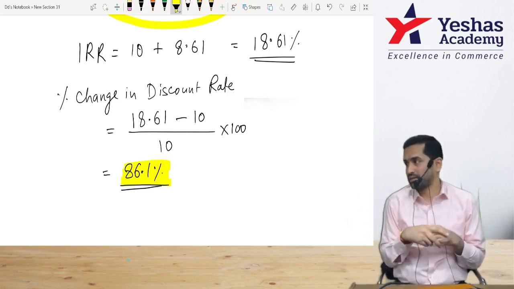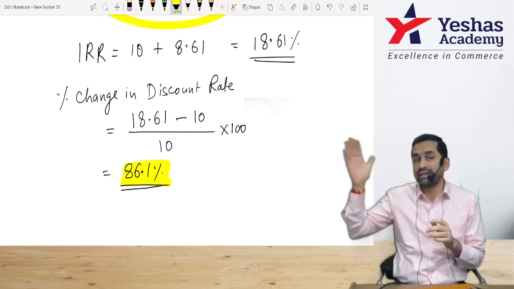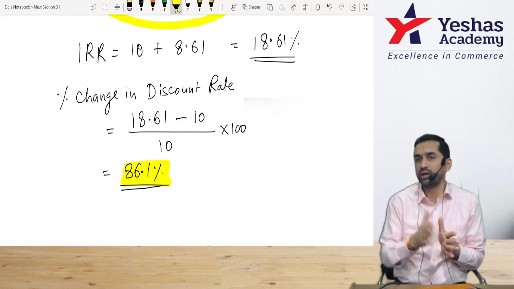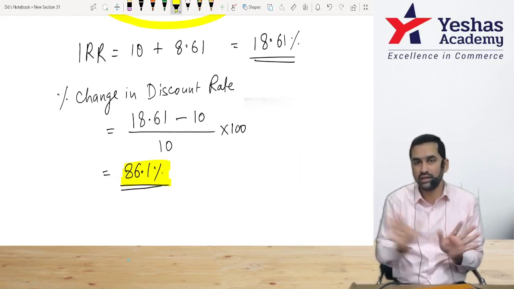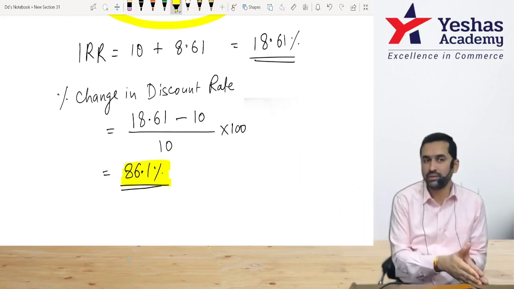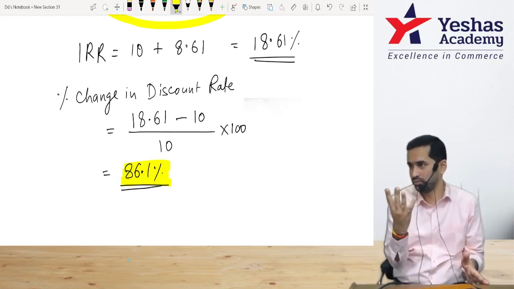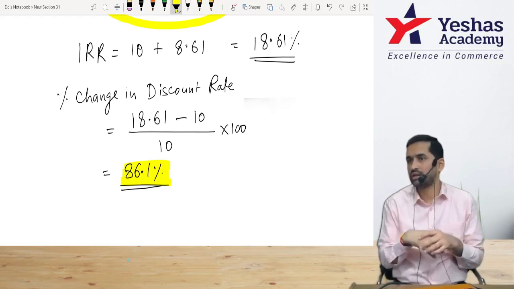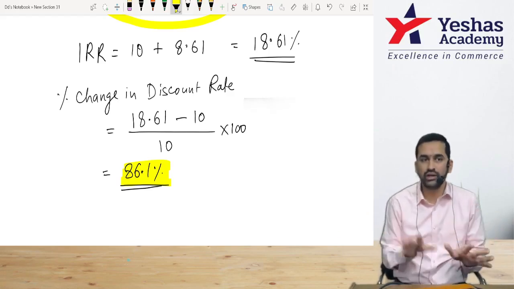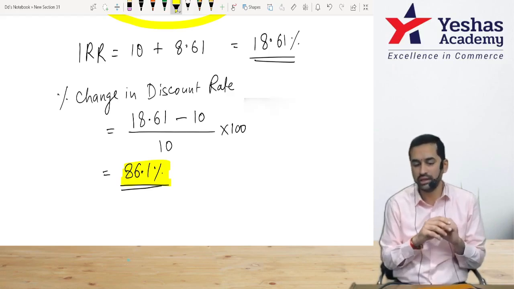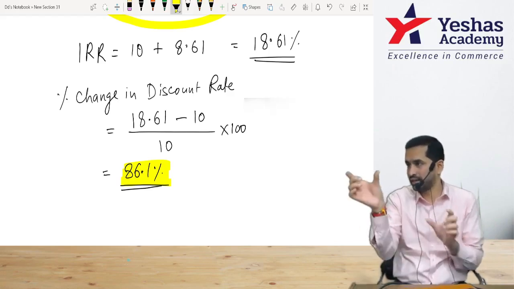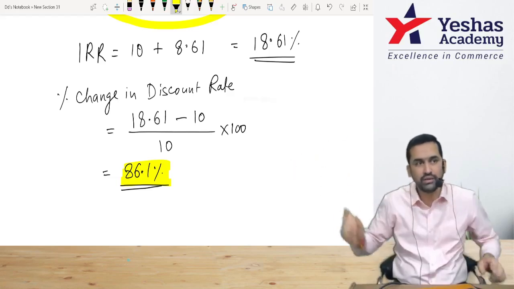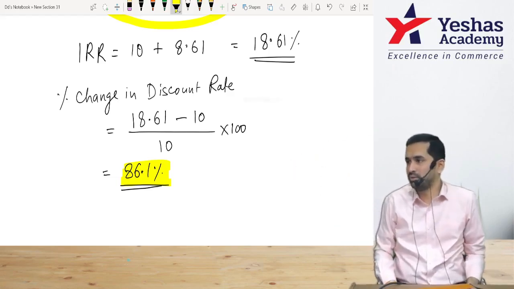If you remember in the first class, when we discussed IRR, I said higher the IRR, safer the project. Here is a good example. Discount rate going up by 86%, only then it's a problem to you. If 10% becomes 14%, which is a 4 points increase, which is a 40% increase, considering 10 as the starting point, you are not worried. You are worried only if your discount rate goes up by 86%. Understand, 86% on 10, which is 8.6. So if it becomes 18.6, then only it's a problem to you.